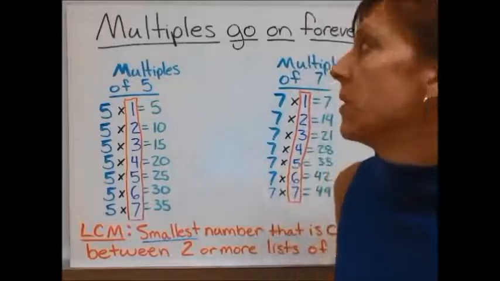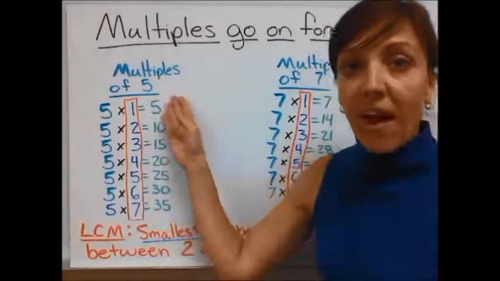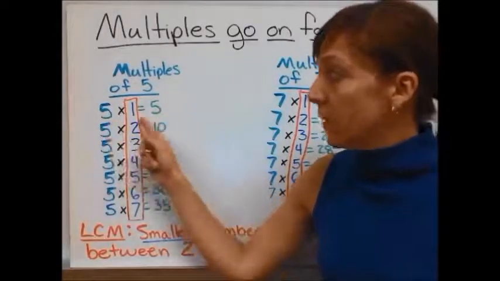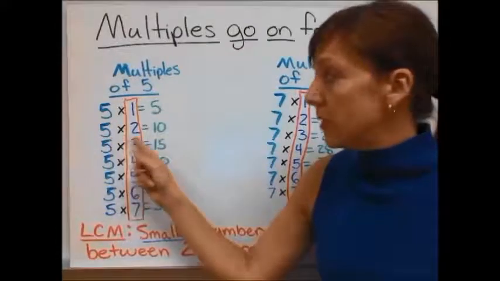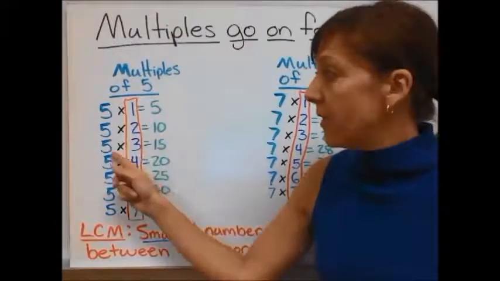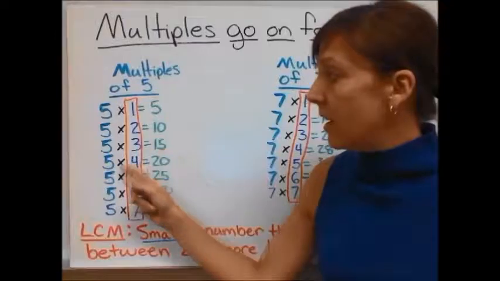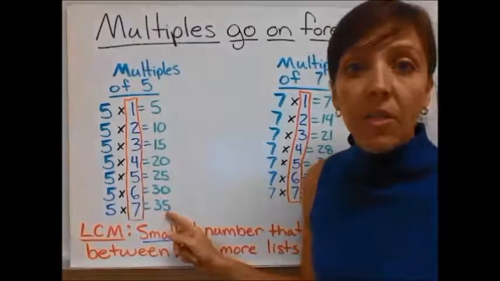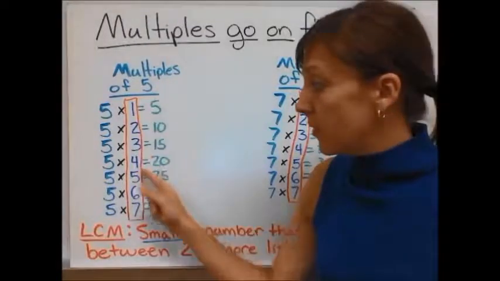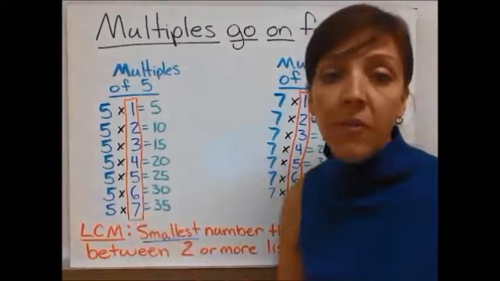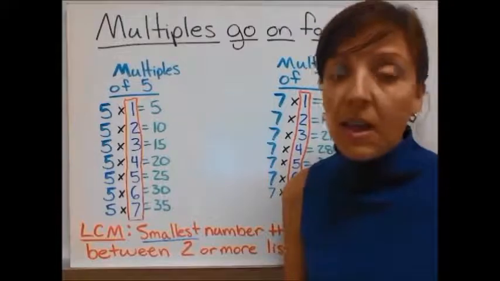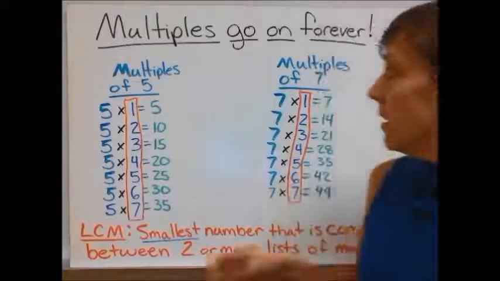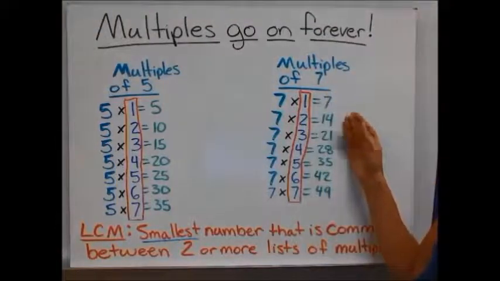Let me show you. Multiples of 5 are 5 times 1 is 5, 5 times 2 is 10, 5 times 3 is 15, 20, 25, 30, 35. And since numbers are infinite, I could go on forever multiplying by 5. It would never end.